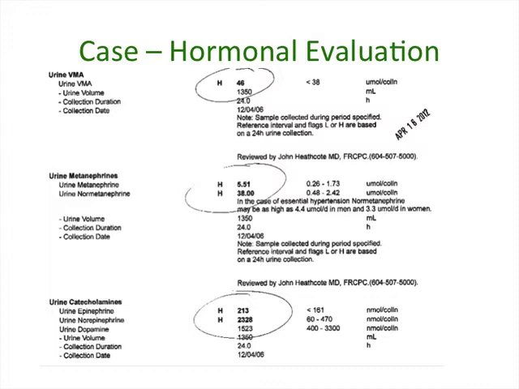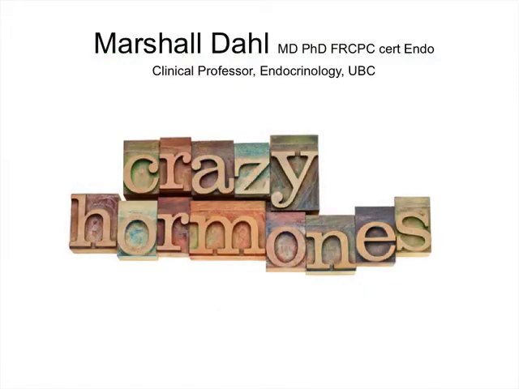Just going to move on to Dr. Dahl now before we run out of time. Our patient went on to have a 24-hour urine test. I apologize that the results don't project well, but this shows that the 24-hour urine catecholamines, metanephrines, and VMA were elevated. I'd like to turn things over to Dr. Dahl now to discuss these results further, as well as the appropriate hormonal evaluation for the incidentaloma. Thanks, Dr. Dahl. Thanks for coming.